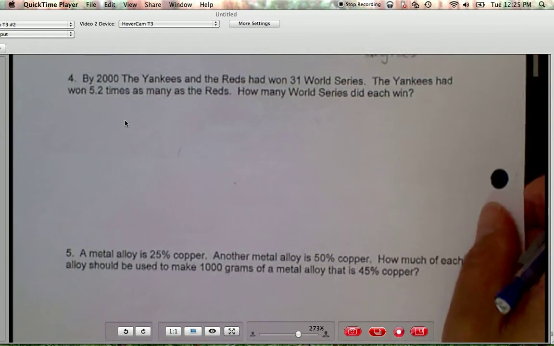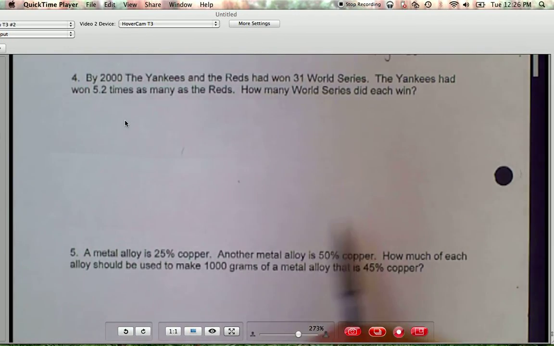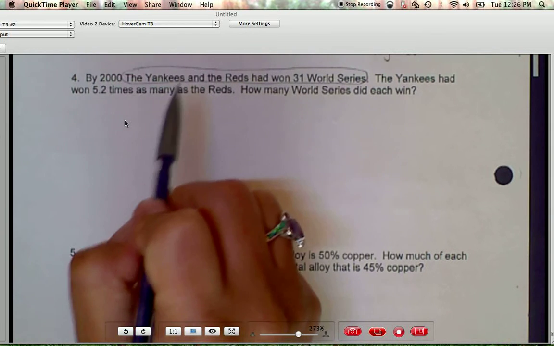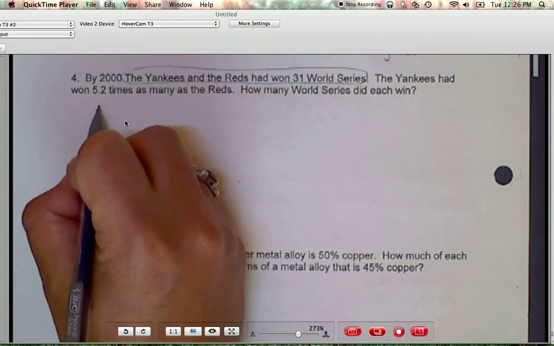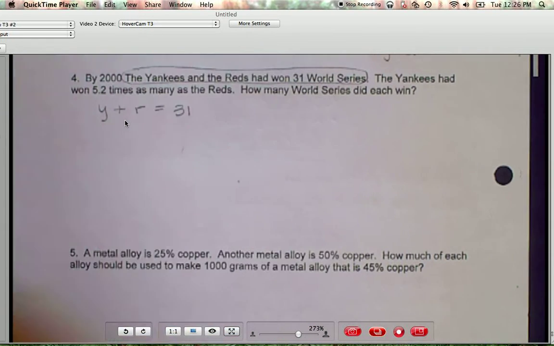Number 4. By the year 2000, the Yankees and the Reds had won 31 World Series. The Yankees had won 5.2 times as many as the Reds. How many World Series did each win? All right, so we have 2 sentences. The Yankees and the Reds had won 31 World Series. That means together they had won 31 World Series. All right. So if you take the Yankees and you add the Reds to it, you should get 31 World Series.